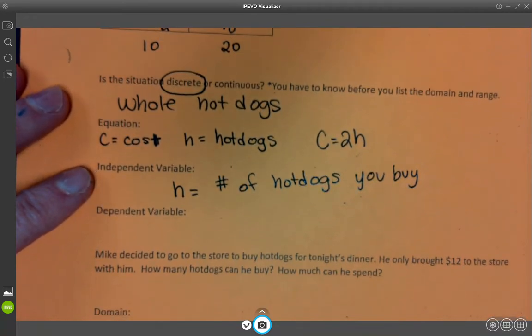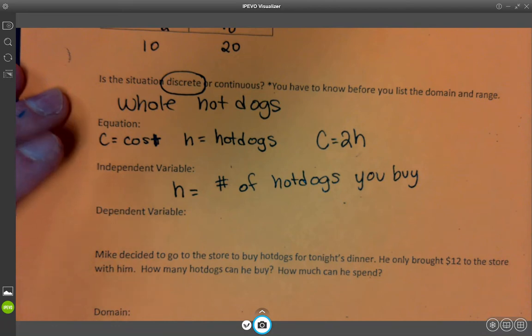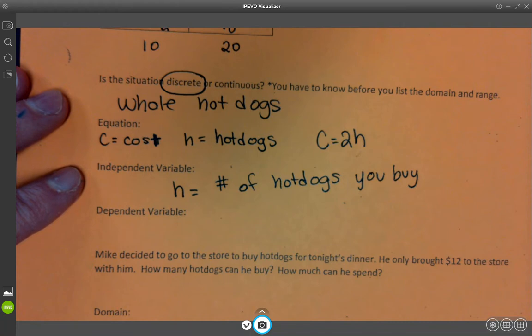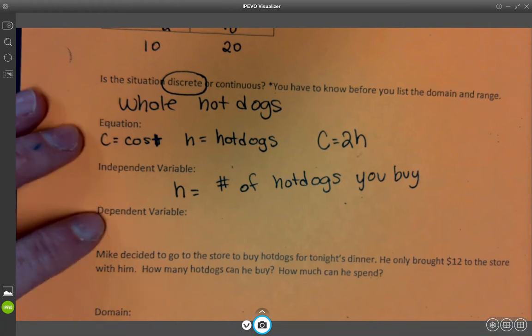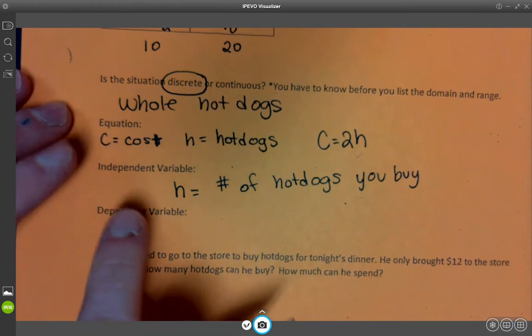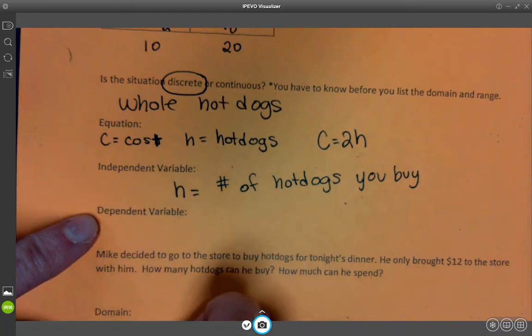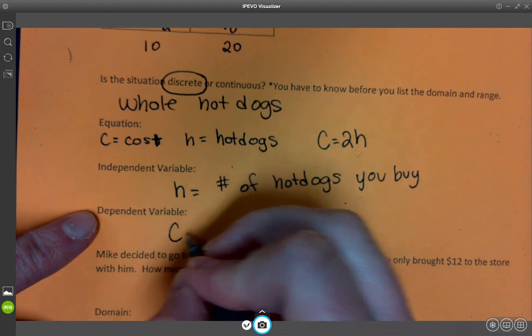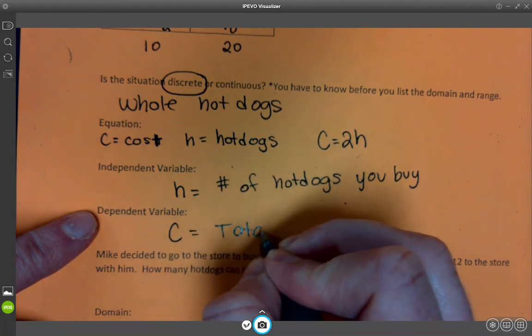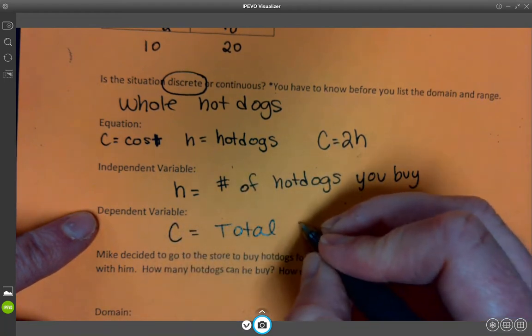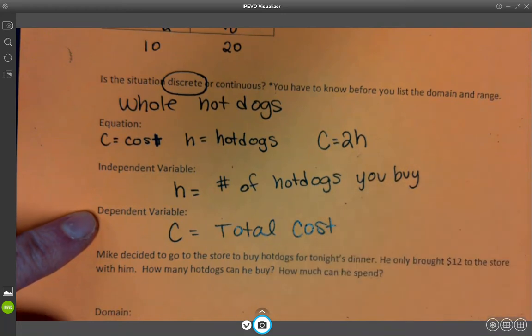You can buy however many you want. You can buy 100 if you want. Yep, you can buy one for everybody at the game. Dependent means that the cost depends on how many you buy. So C, which is your total cost, is dependent. It depends on how many hot dogs you buy.